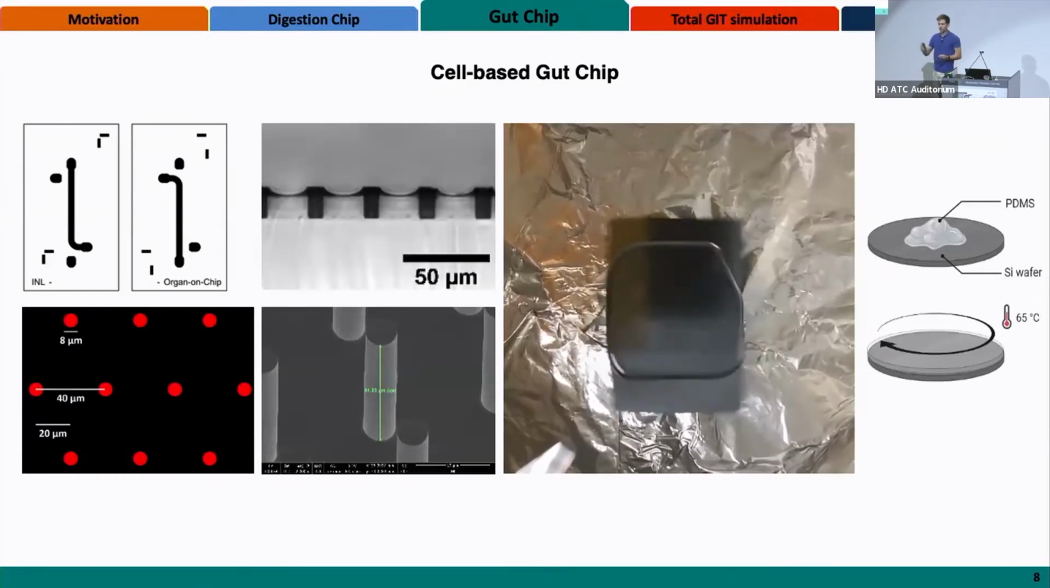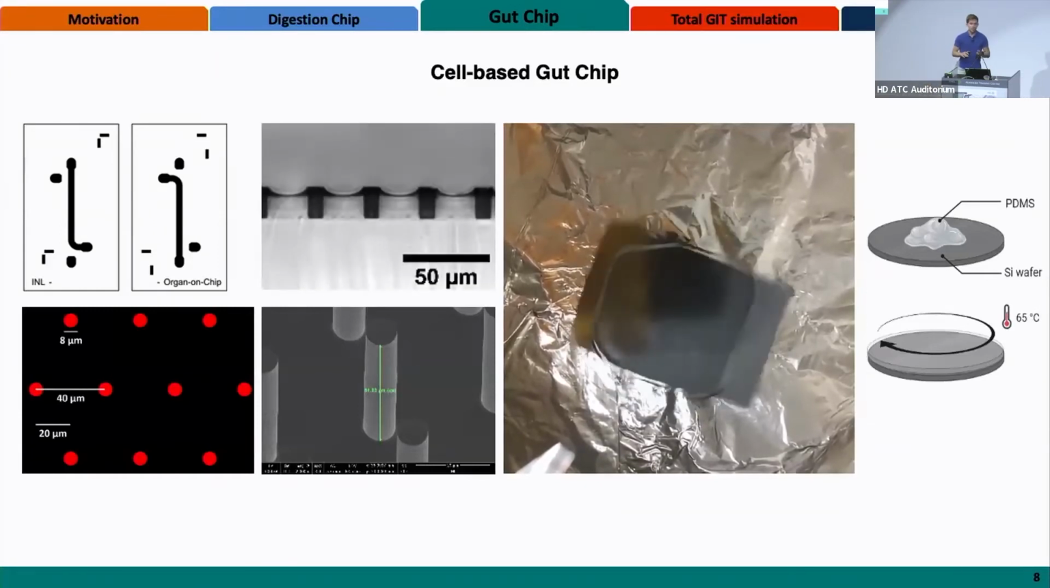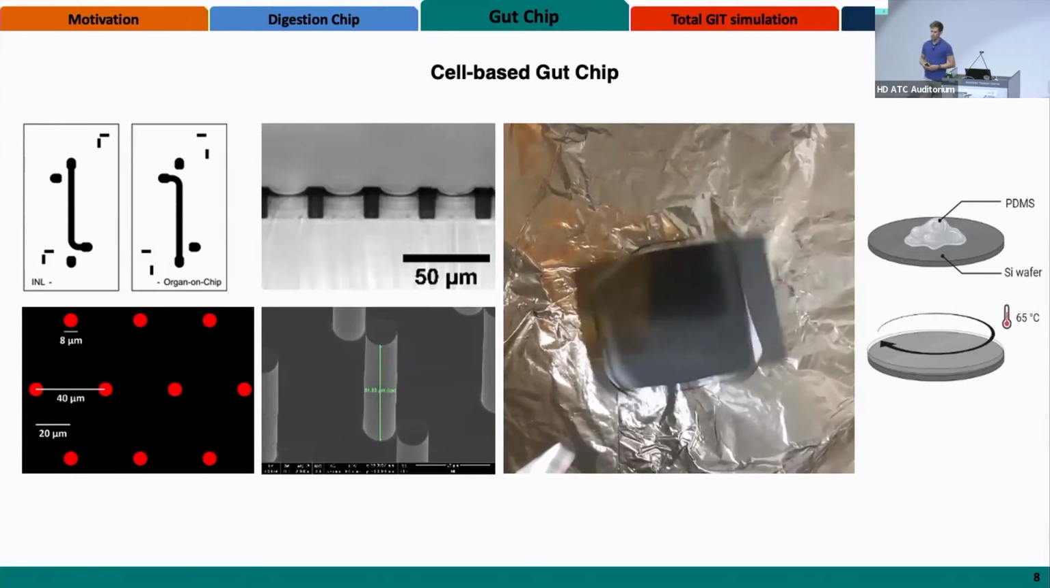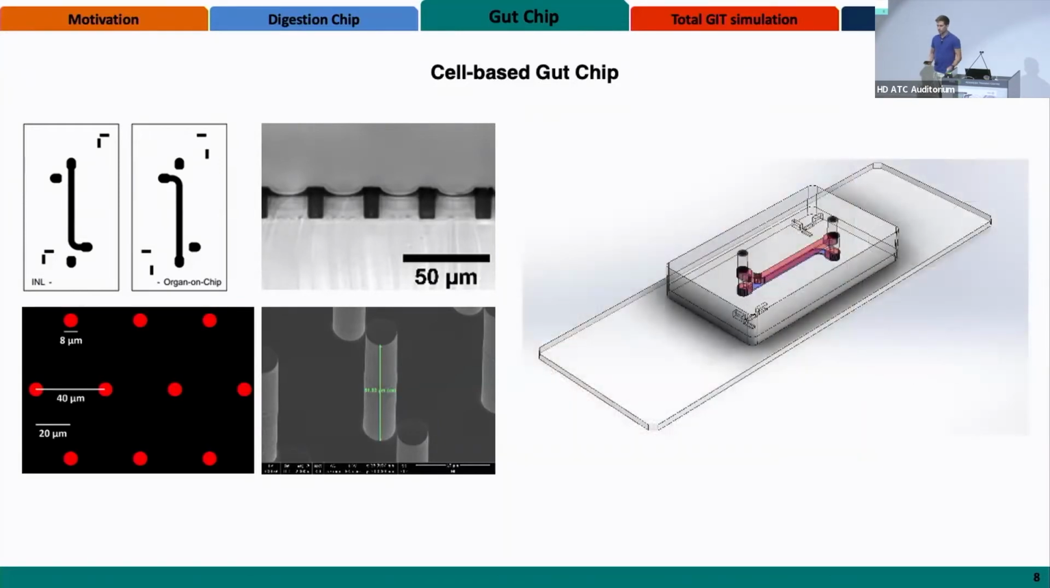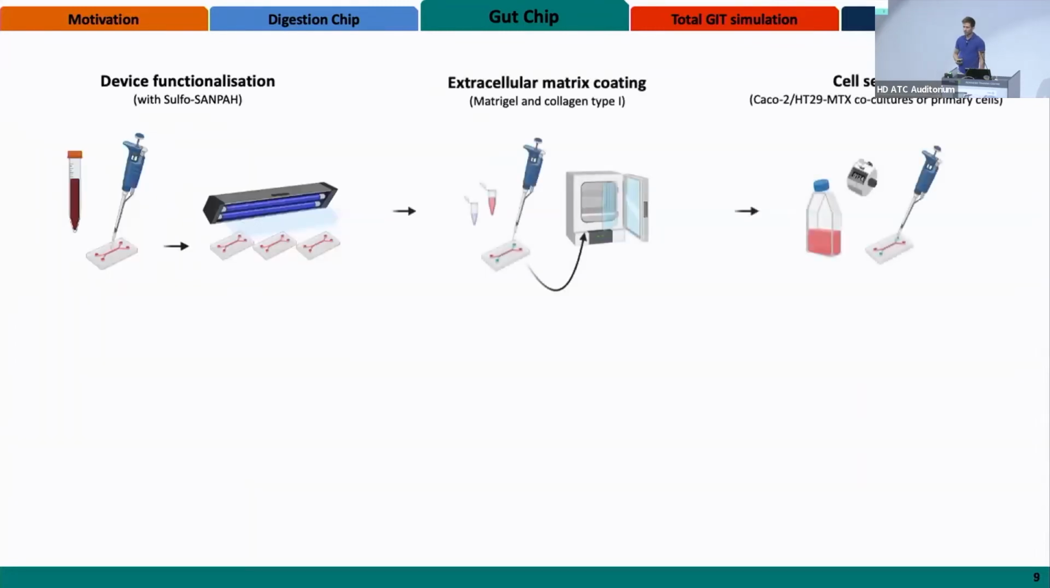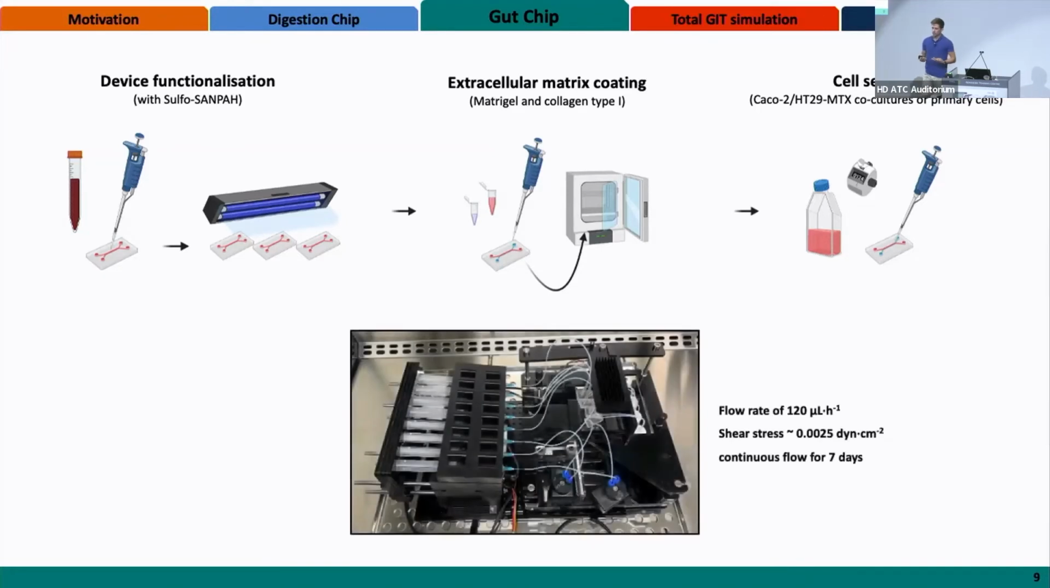And we're able to obtain these 20 to 30 micron thick PDMS membranes with well-connecting pores to both sides of the device. Then we sandwich the membrane between the two channels, and this is a 3D representation of it. We then functionalize the devices and we coat them with extracellular matrix proteins, in this case, a mixture of Matrigel and collagen, and we seed a co-culture of Caco-2 and HT29-MTX cells, so enterocytes and goblet cells that are there to produce mucus. And after allowing the cells to adhere for 24 hours, we turn on the flow rates at 120 microliters an hour for 7 days.